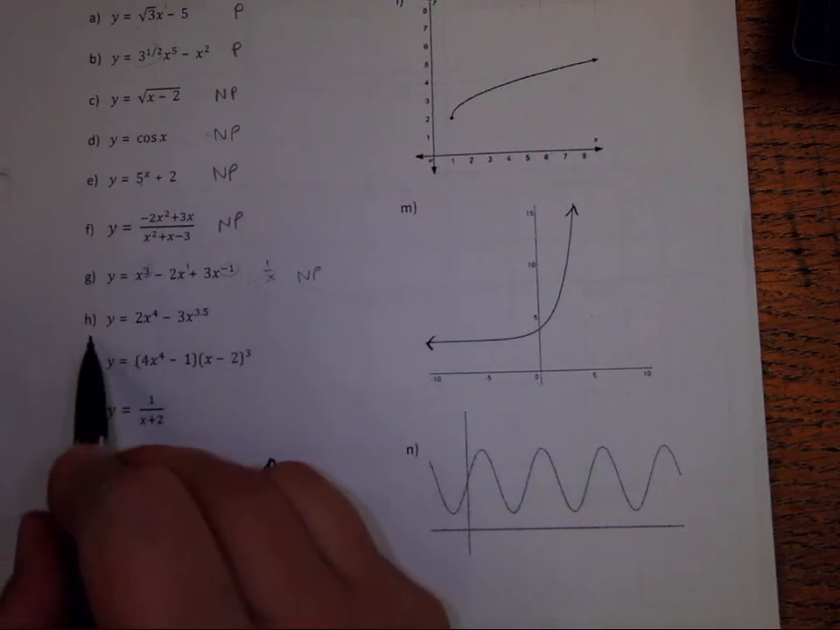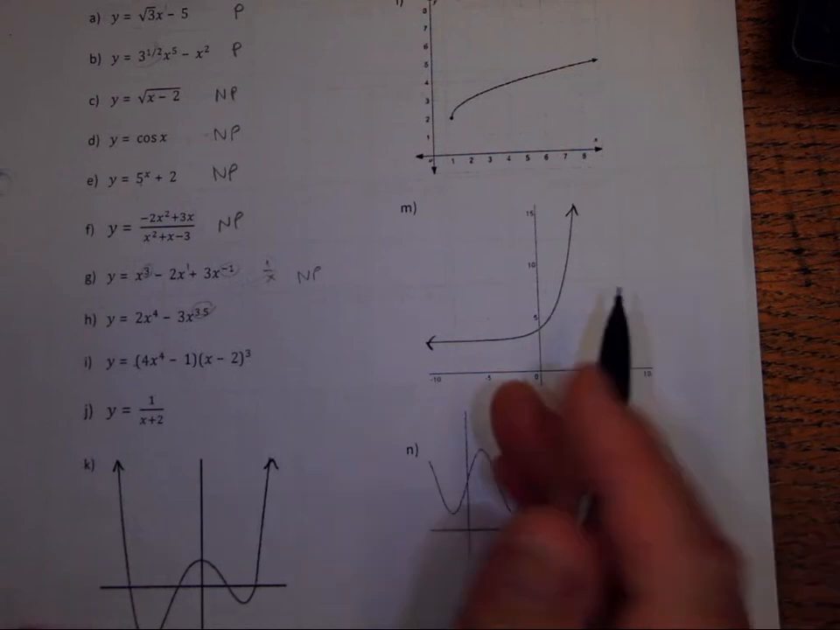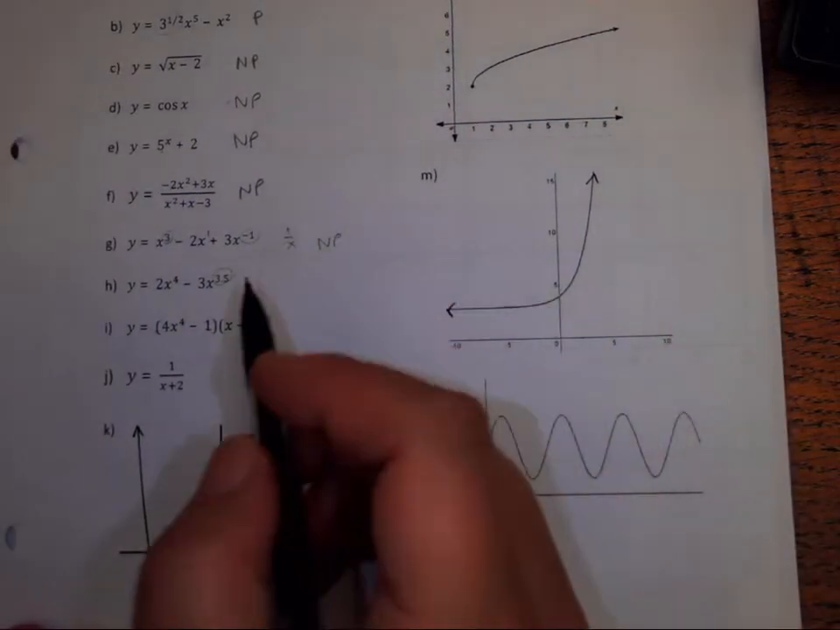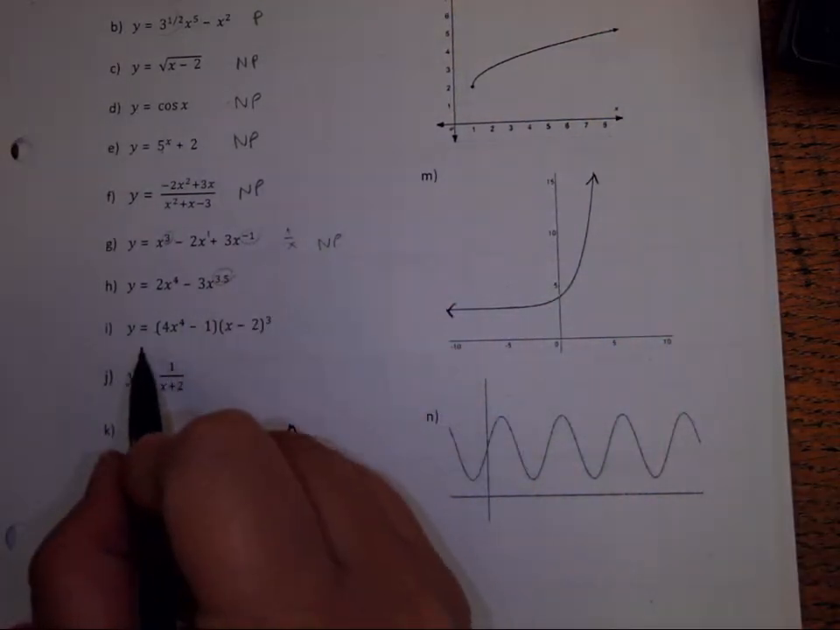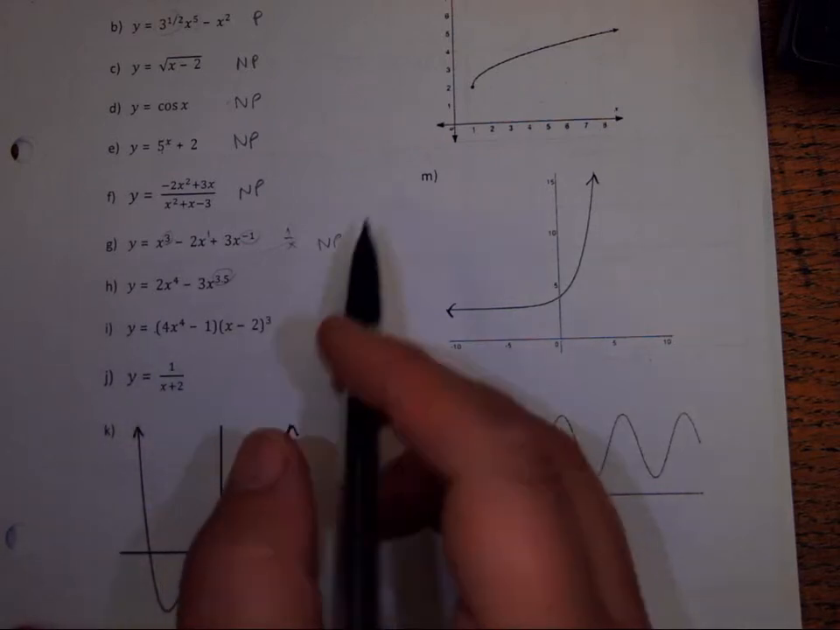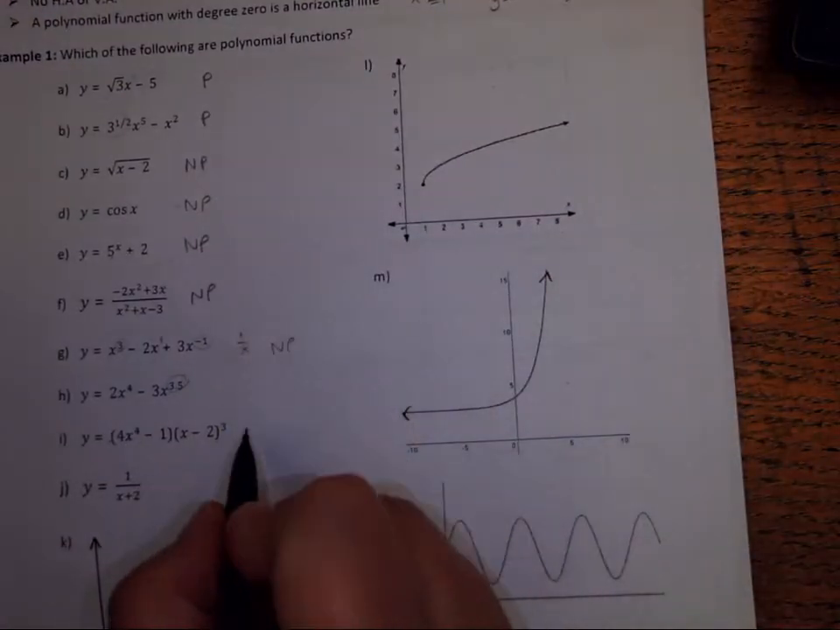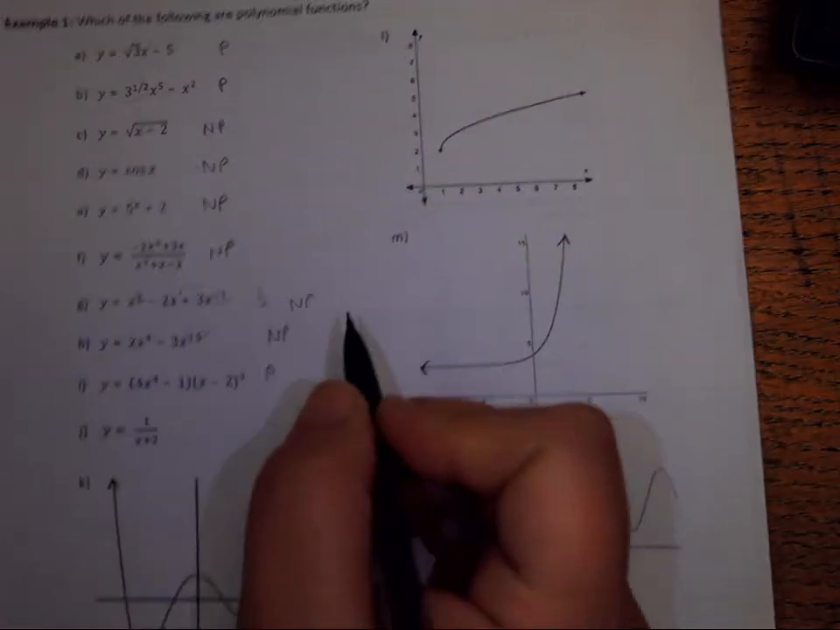Let's look at h. Is it? No. This exponent is not good. It is not a whole number. How about I? Yes. If you expand that, right, you can put it in this form. So which is fine. This is a polynomial. So we said this is not a polynomial.